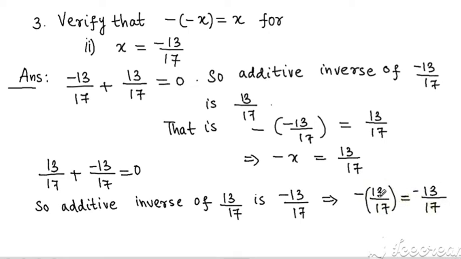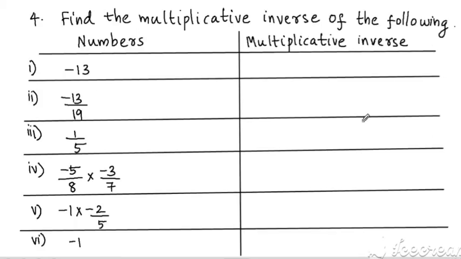And 13 by 17 is the same as negative x. So you can replace 13 by 17 by negative x. So negative of negative x equals negative 13 by 17, which is given as x. So negative of negative x is equal to x. So this is verified. Now we can move on to the fourth problem.